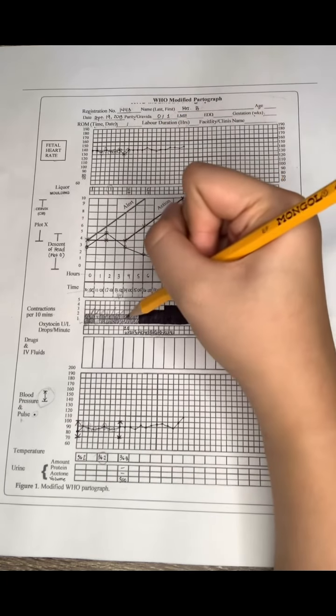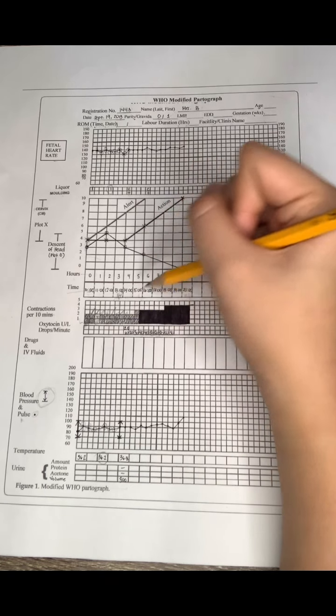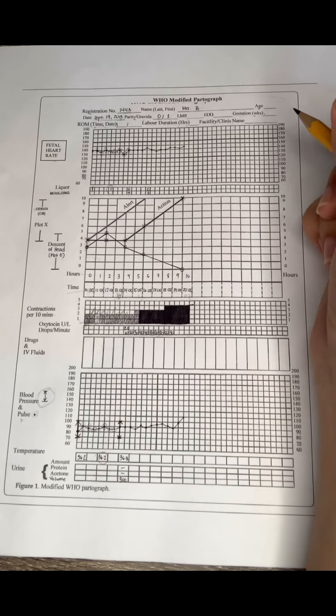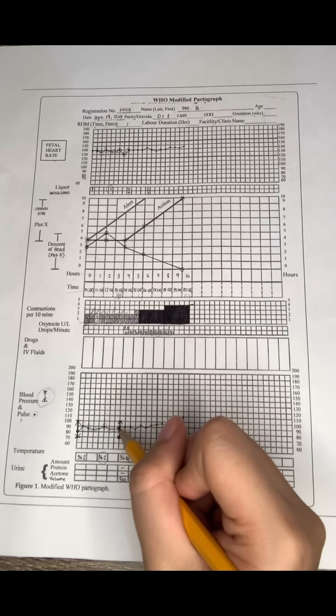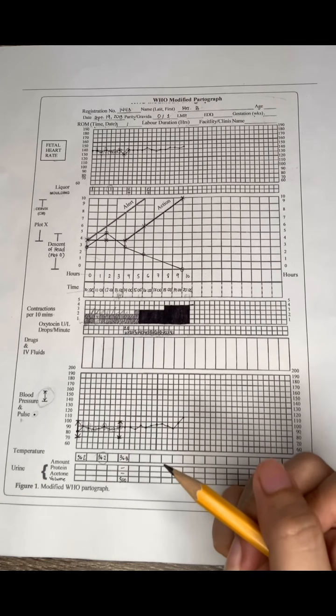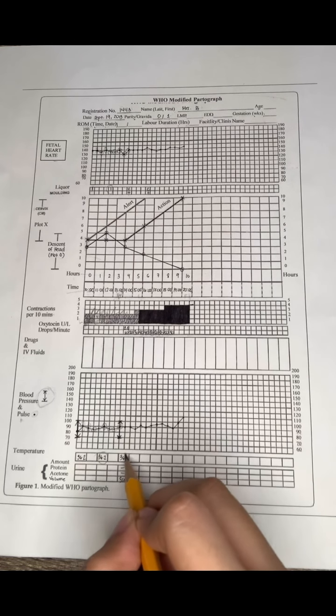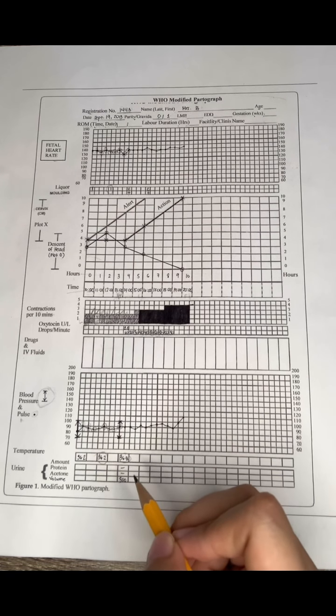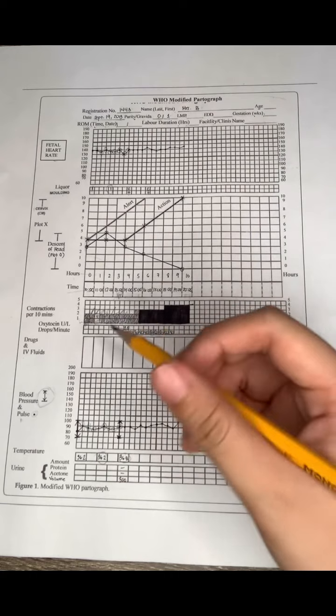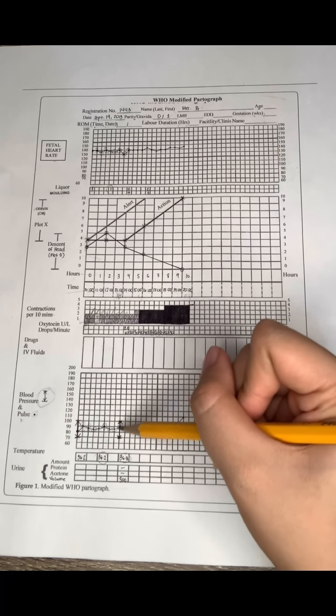Contractions, 2 per 10 minutes, each 30 seconds. Stripe gihapon siya. Dayon, pulse is 90. Then the temperature is 36.8 Celsius. The blood pressure is 100/70.